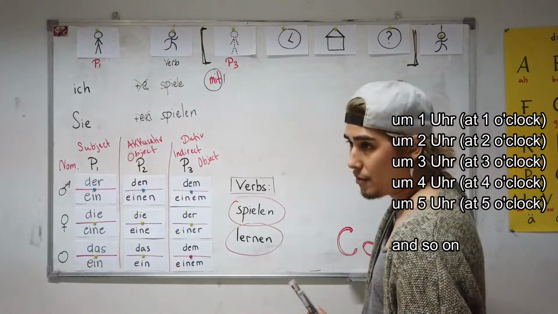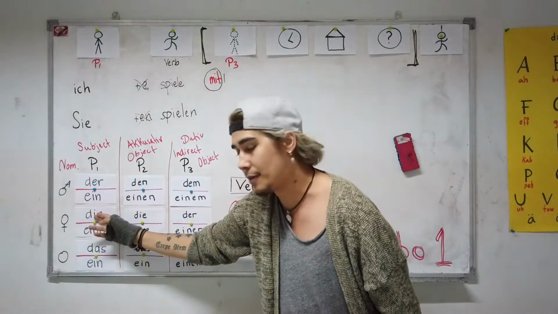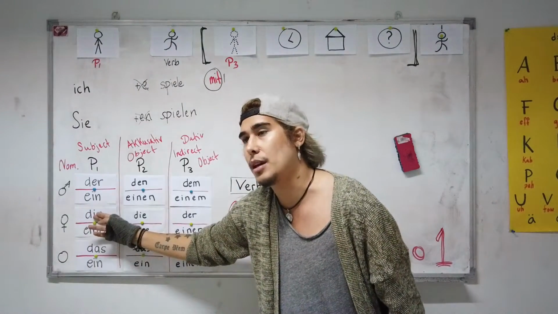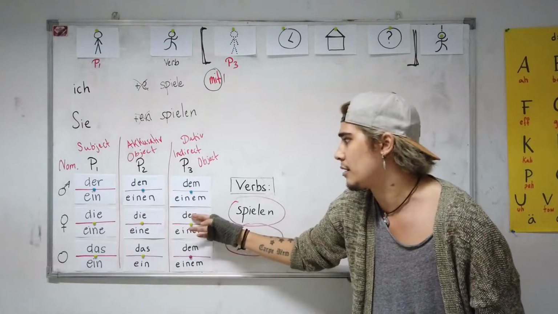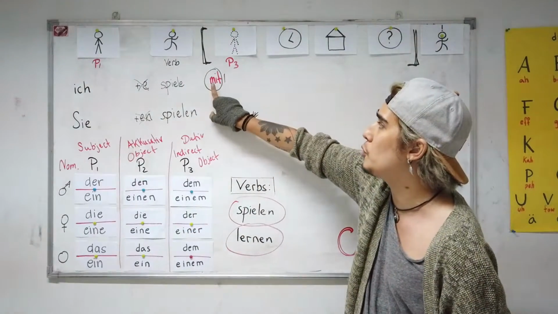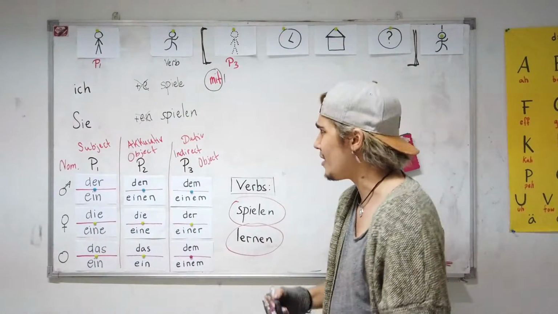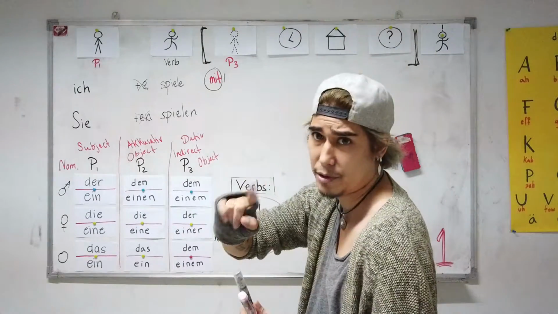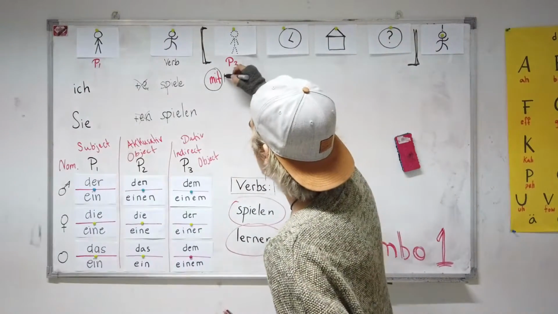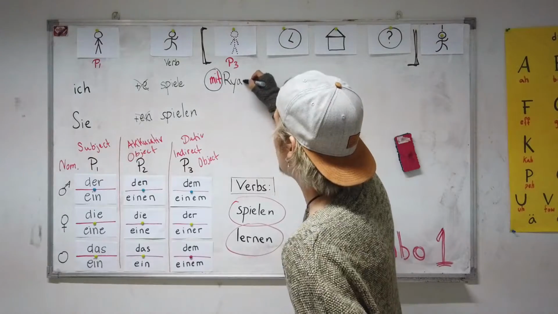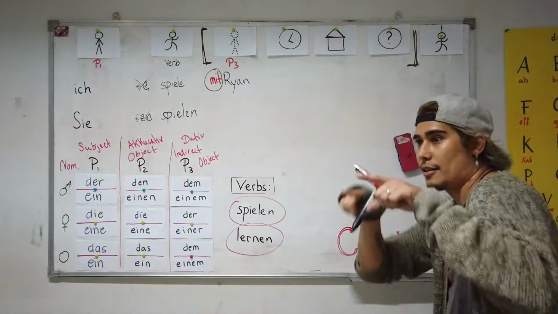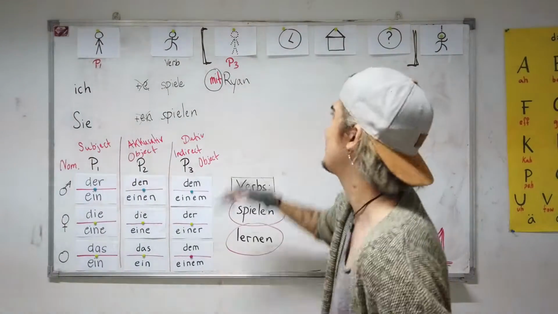If you want to play with a woman, die Frau, then you've got to make it der Frau, if you're going to put it here and use mit. Okay? So let's go ahead and play with just one person. Ich spiele mit Ryan. I'm going to play with Ryan. He's my cameraman right behind you guys.